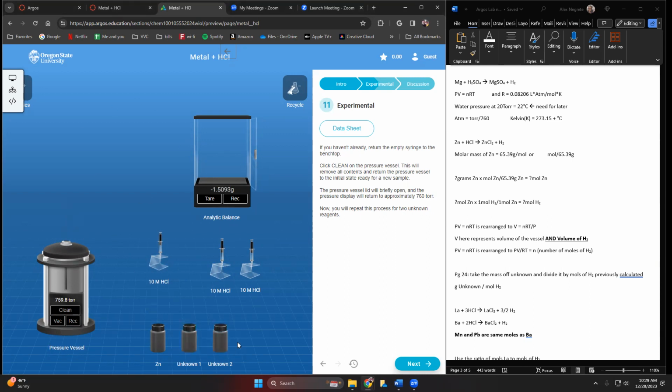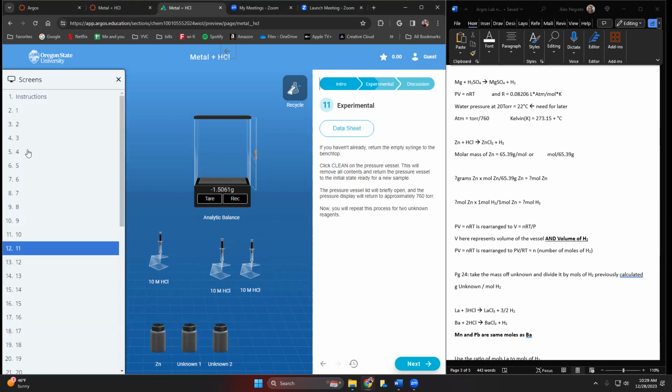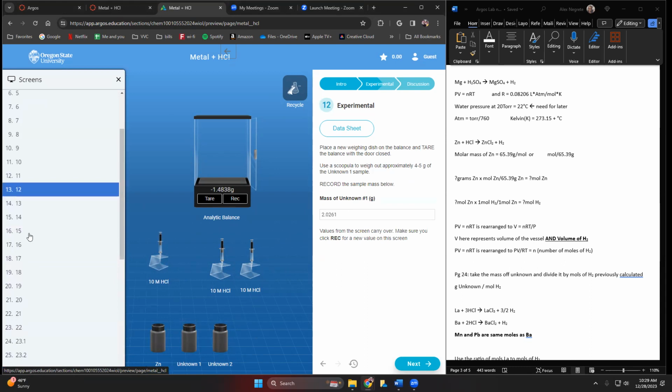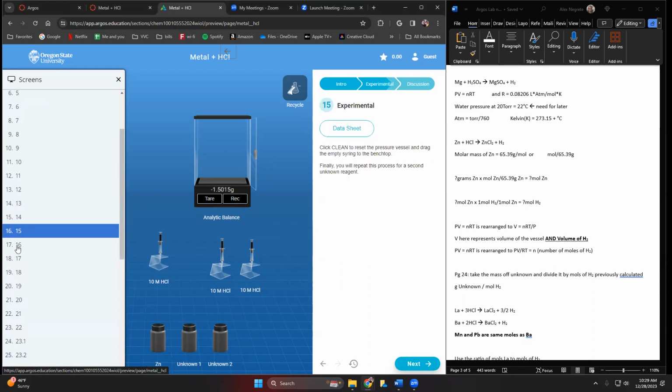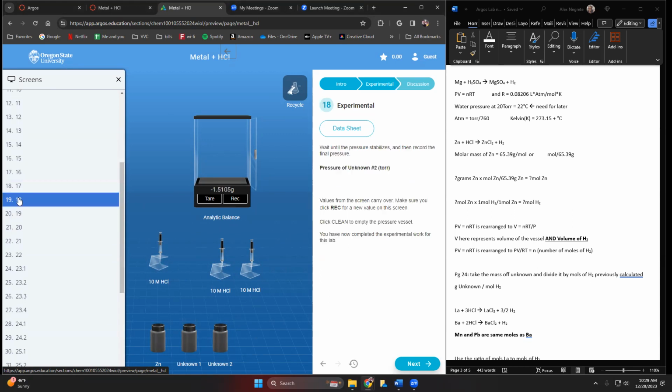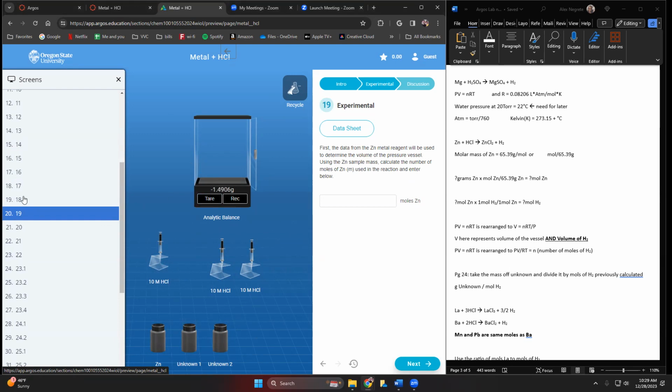So you guys are going to do this, but you remember the process that you did here because you're going to repeat it for the unknowns. You'll take the mass of the unknown, pressure of the unknown for both 1 and 2. And we finally get to some calculation. All right.